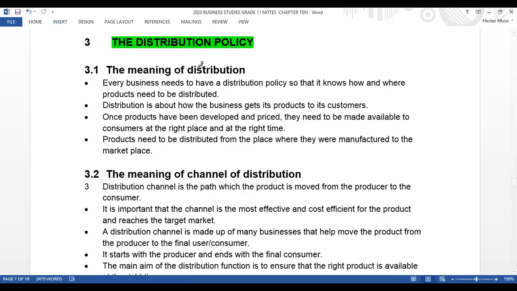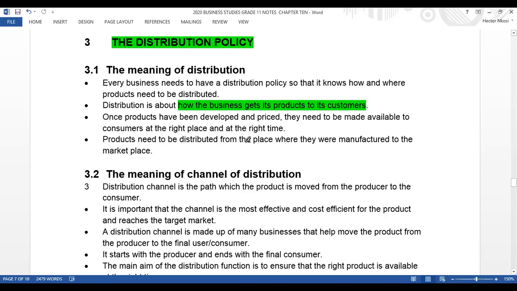Distribution is about how the business gets products to its customer. Very important, right? How the business gets its products to its customer. That's what distribution is. Once products have been developed and priced, they need to be made available to consumers at the right place and at the right time, right? Let's say there was also an agreement between the customer and the store or shop that they're going to deliver a certain product on this day and stuff like that, right?